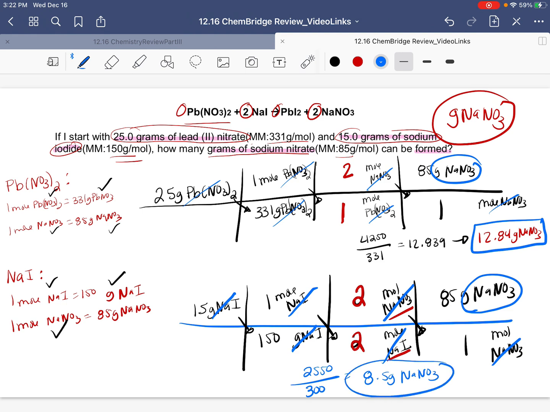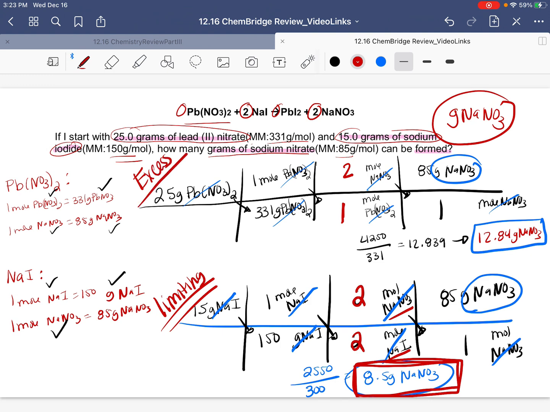So again, from here, it's asking how many grams of sodium nitrate can be formed. I have to go with my limiting reactant because it doesn't matter how much lead I have if I can only create the smallest number. So your answer will be your smallest value. In this case, this is my limiting. My limiting would be sodium iodide, and then my excess would be lead nitrate. So again, the smaller value, this was 8.5 grams and that's 12.84 grams. I have to go with my smaller value because that's my limiting reactant.